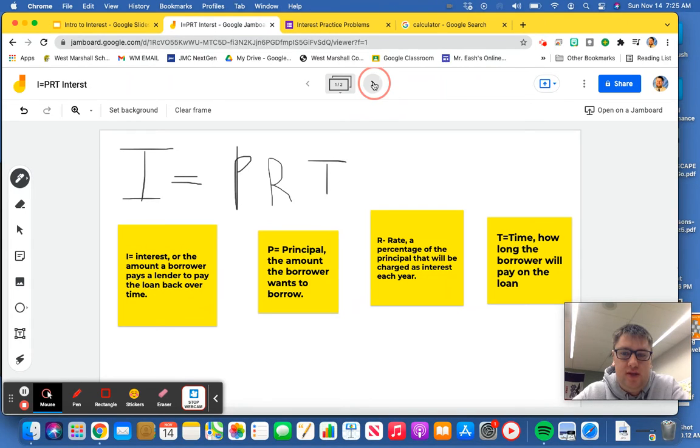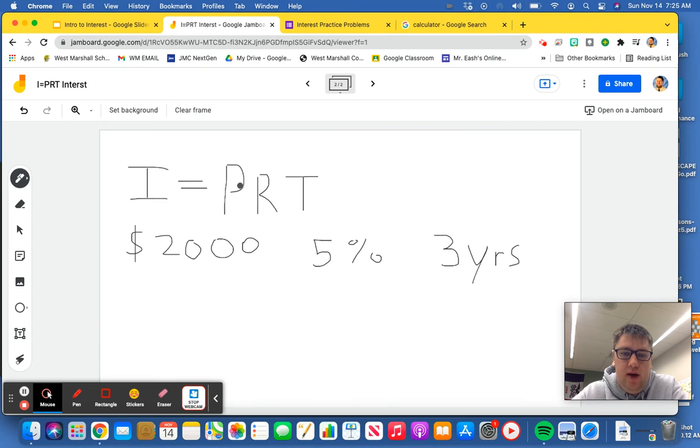So we'll go into an example here. Okay, so I equals PRT, the interest that I'm going to pay in total equals, again, my principal, the amount I'm borrowing, times my rate, the percentage I'm going to pay it back at, or pay in addition to my principal, and the time of paying, I get to pay it off in. So we're going to take my principal of $2,000. I'm borrowing $2,000. I am paying it back at 5% interest. Okay. And I'm going to pay the loan off in 3 years.